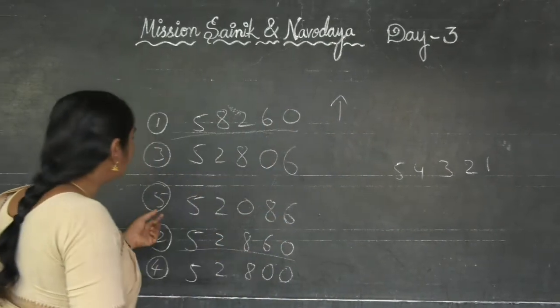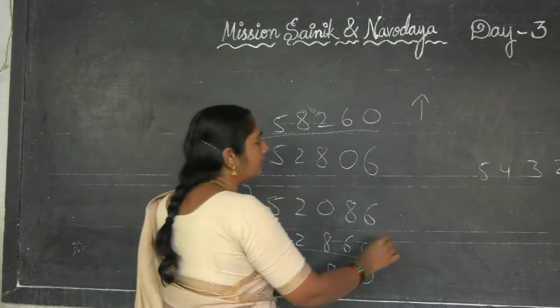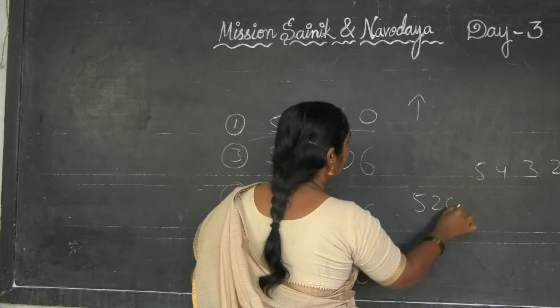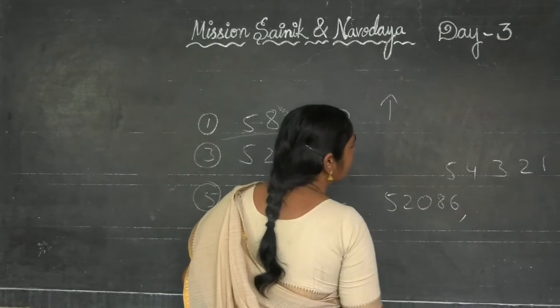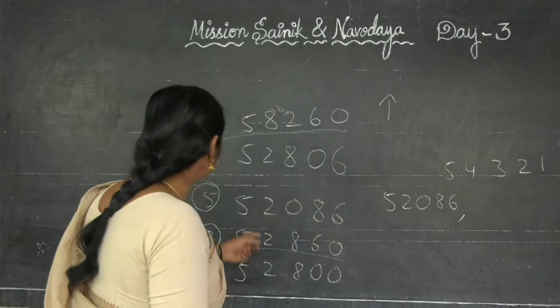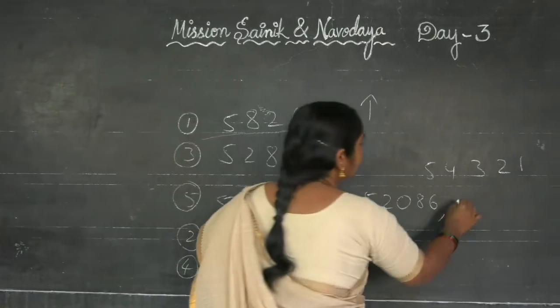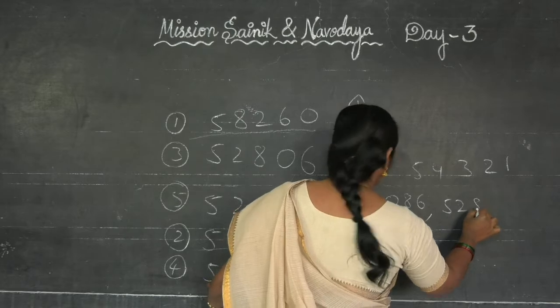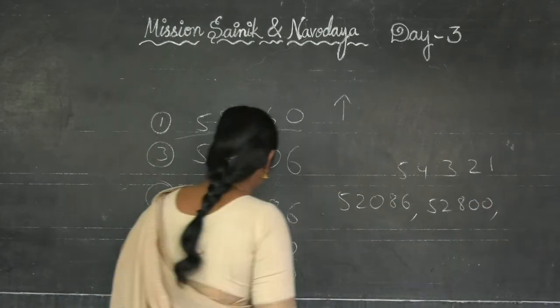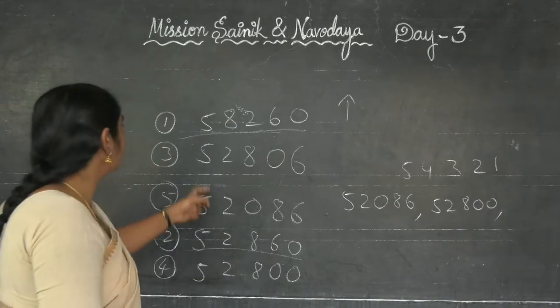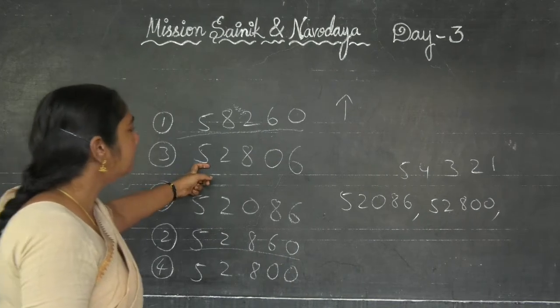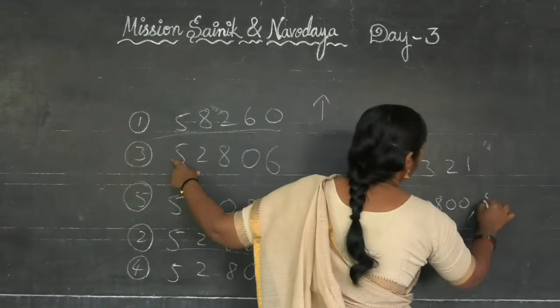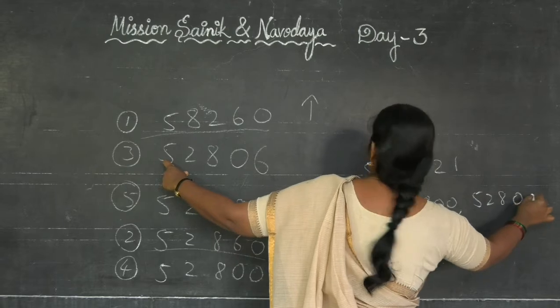So which is the smallest number? This is the smallest number, 52086. The next number we have to write is 52800. That is the next one. Next one is 4, 4 finished. Next is the third rank. Third rank we have given to 52806.